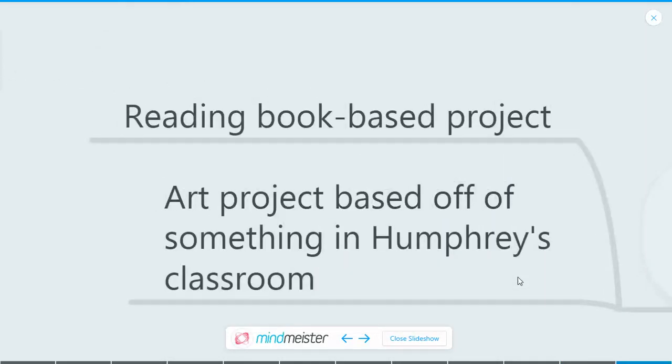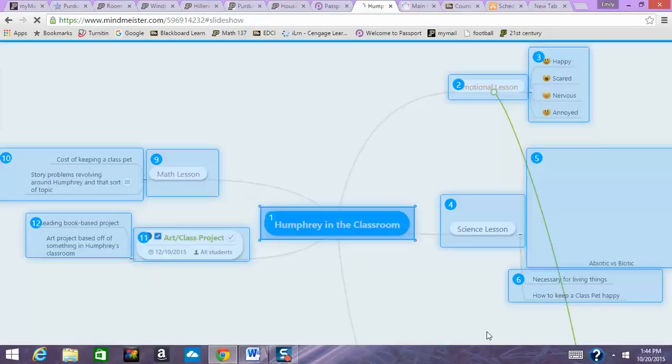And it would be a reading book-based project, so they would read a book and then do an art project about it. And you could also take a spin off of reading A World According to Humphrey and then doing an art project based off of that. So that primarily is the 5 different lessons that I have.